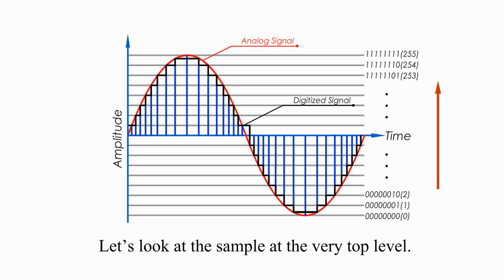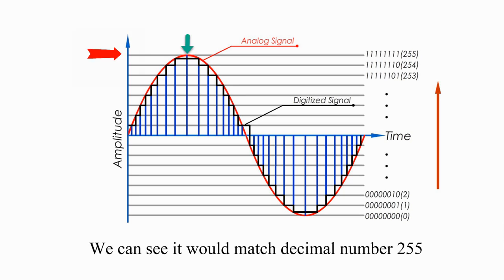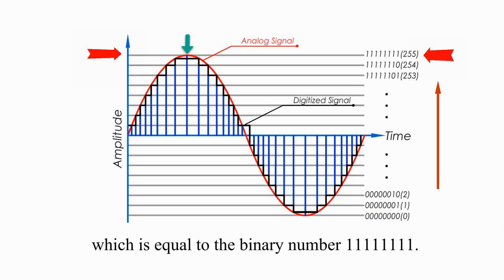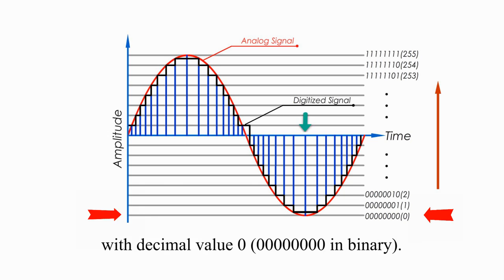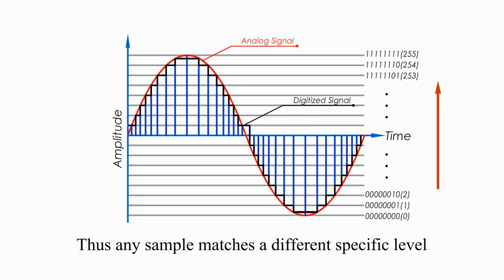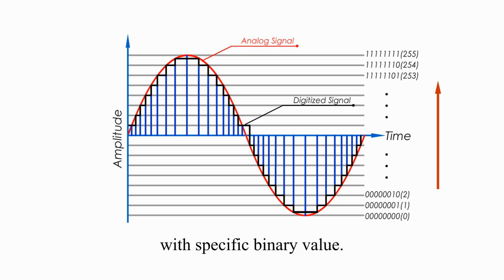Let's look at the sample at the very top level. We can see it would match decimal number 255, which is equal to binary number 11111111, eight ones. The sample at the very bottom would be aligned with a decimal value 0, which is 00000000, eight zeros in binary. Thus, any sample matches a different specific level with a specific binary value.